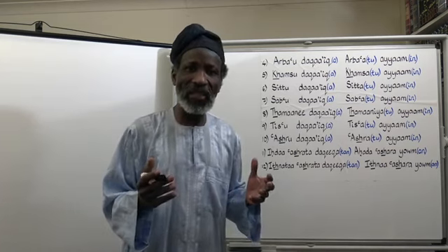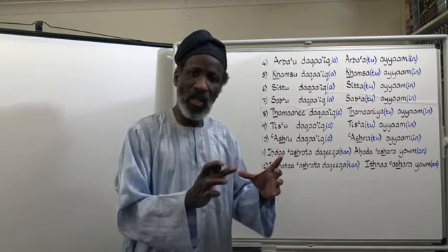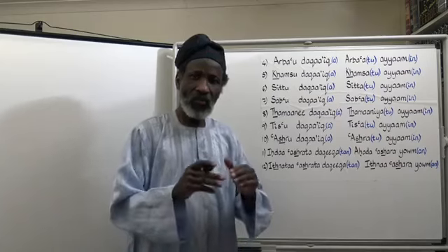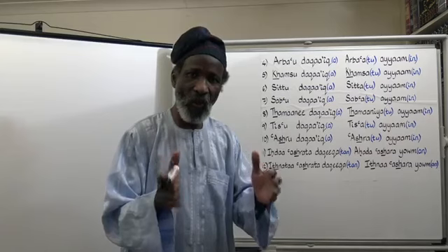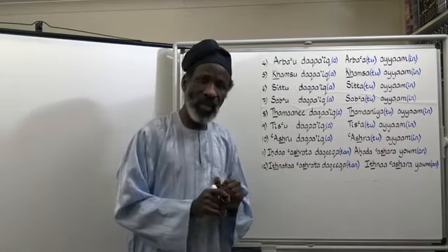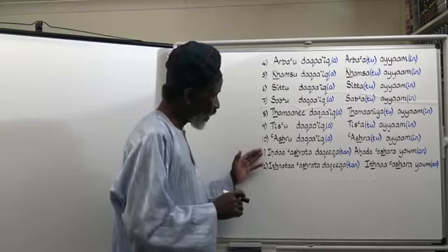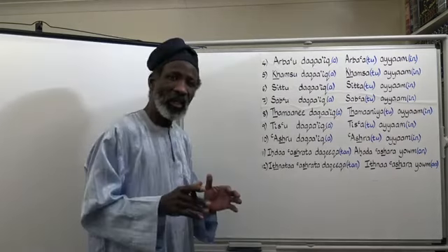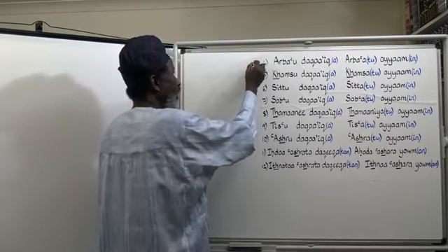Having explained the rules governing number 1 and number 2, followed by the rules governing number 3, 4, 5, 6, 7, 8, 9, 10, now we need to explain the rules governing number 11 and number 12. So number 11, we'll use the ahada as number 1.